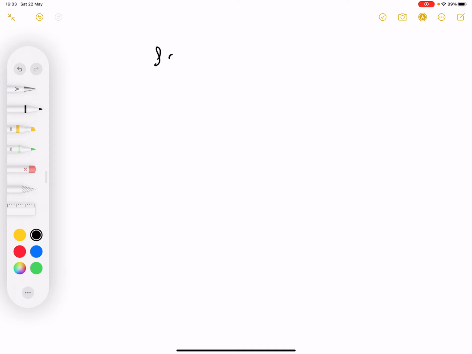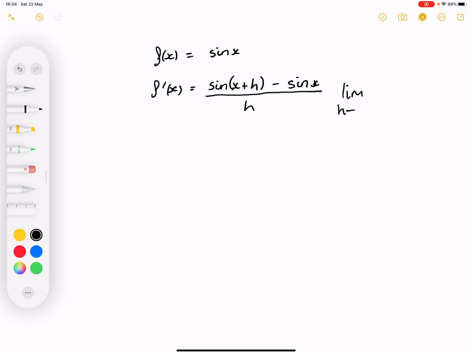So if f of x is equal to sine x, then f dash of x will be equal to f of x plus h, which in this case is sine of x plus h, minus sine x, or just f of x, all over h, and this has the limit as h tends to 0. Technically this should be over here, but I haven't drawn that in early enough, so I will rectify that in the next line.